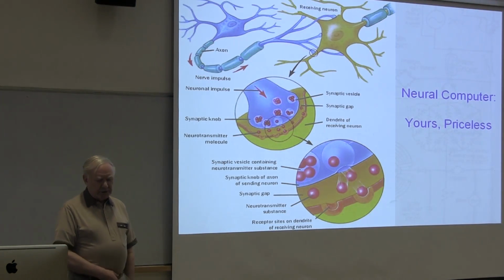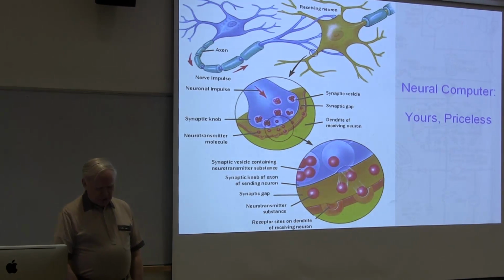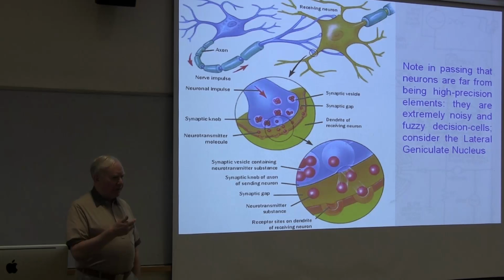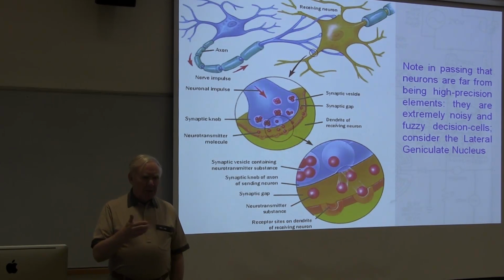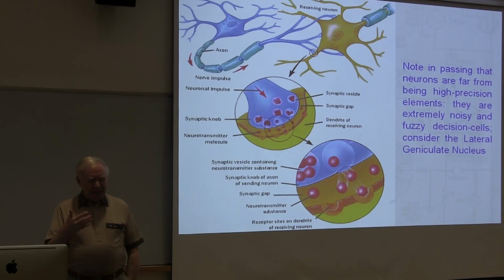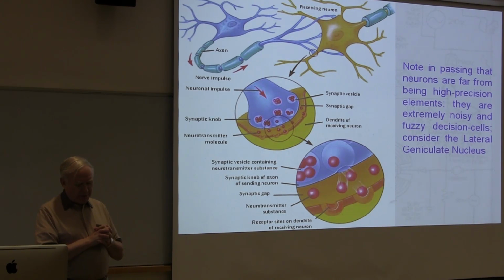Here's a neurocomputer. It's yours, and for all of us, it's priceless. Neurocomputing clearly has a long way to go yet. It is the holy grail, if you like, of analog computing. But the limitation is the connection. How do you make zillions of connections between neural elements? That's long been a problem.